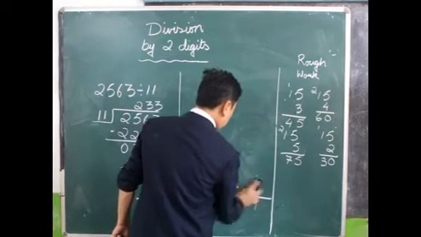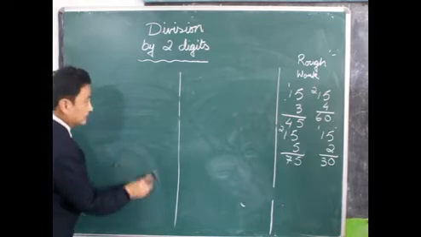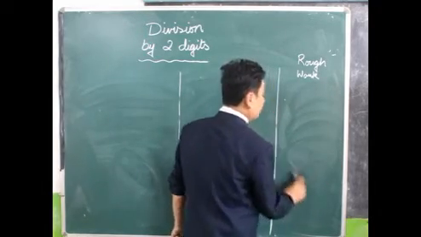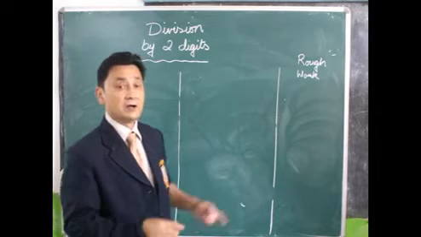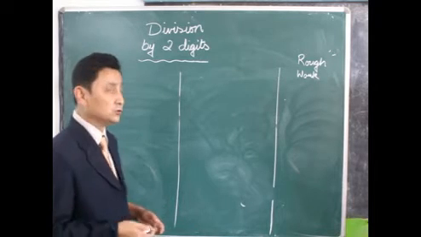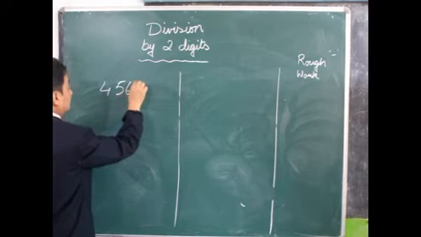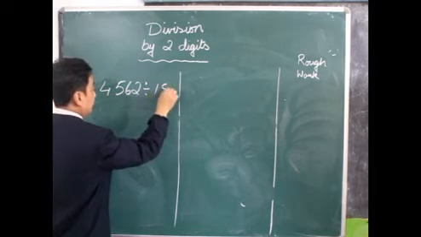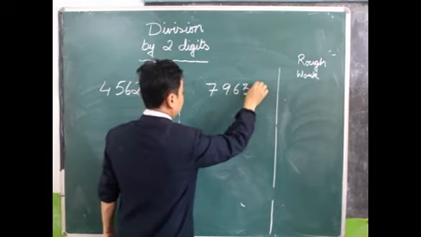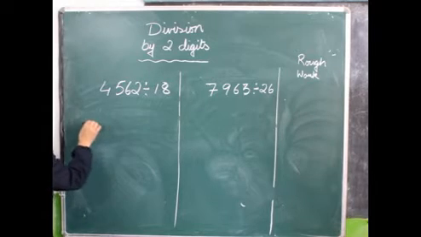So children, you need to do a lot of rough work, but you need to learn the tables from 2 to 9 also. And when we use bigger numbers to divide a certain number, we need to do a lot of rough work. Okay? So that will give you practice in knowing your 2 to 9 times table. So let's do 4562 divided by 18 and let's do one more. 7963 divided by 26. So are we ready? Okay. So let's make a column.